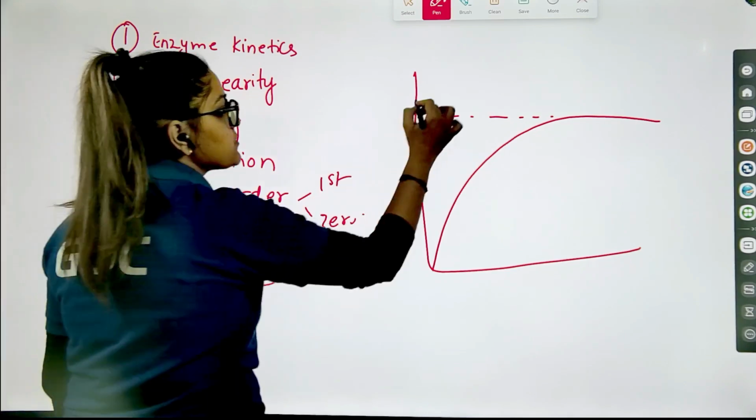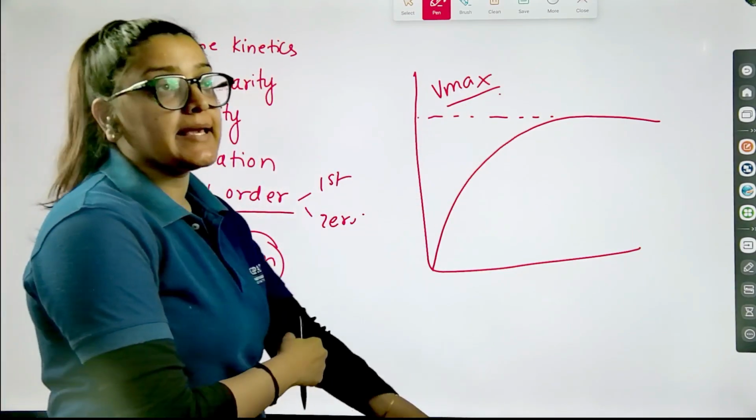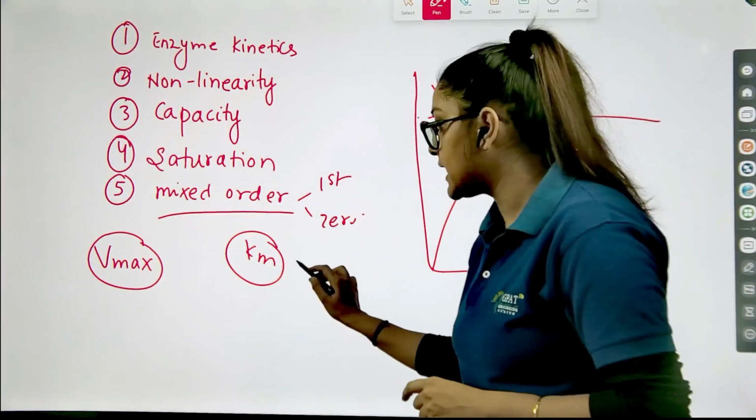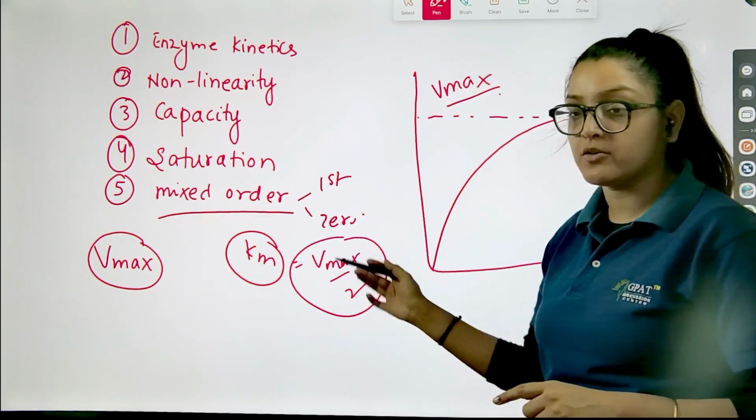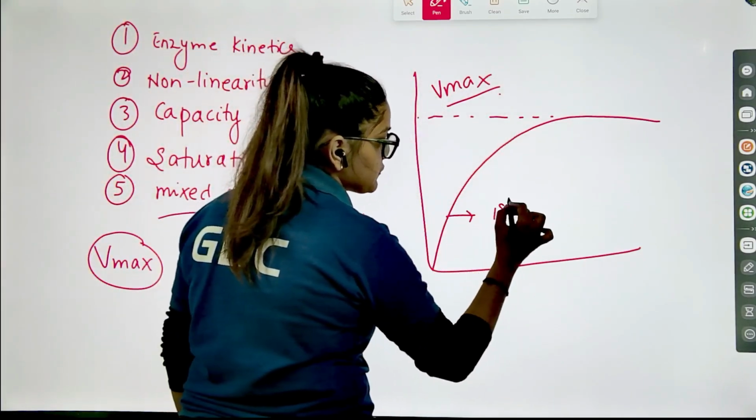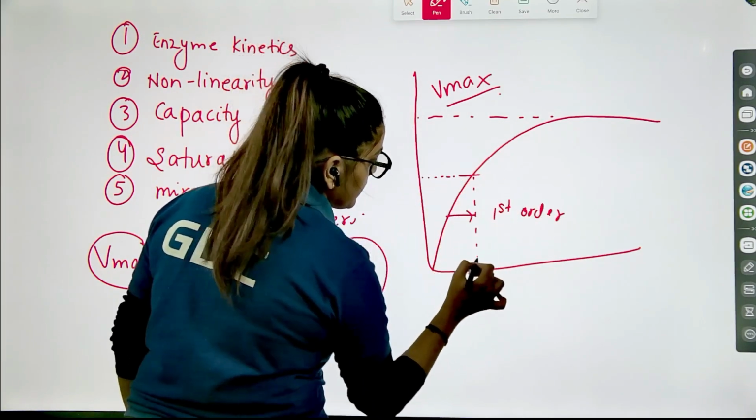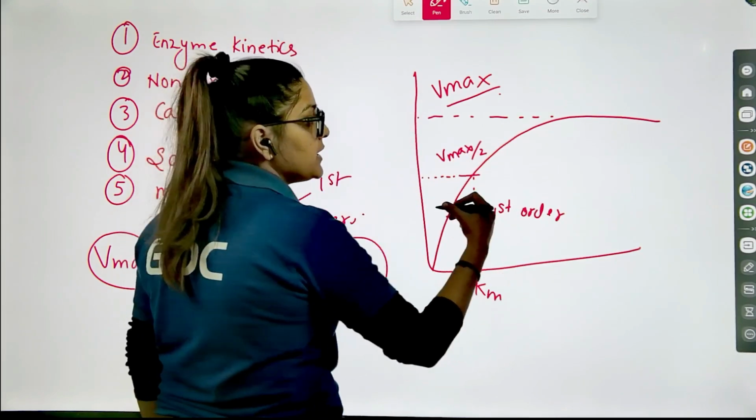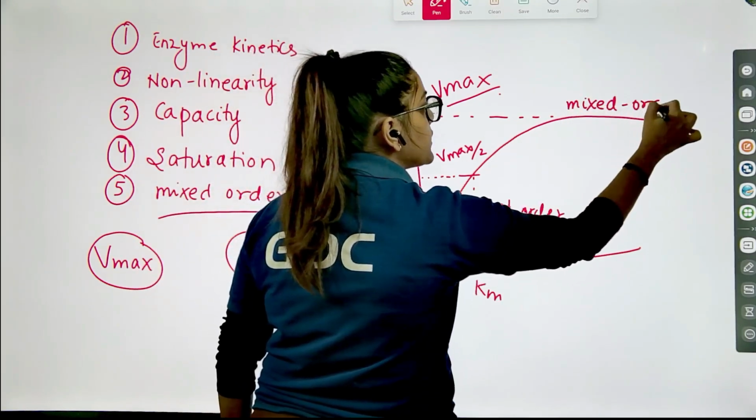Vmax is this maximum rate, and Km is the drug or substrate concentration at half the maximum. That means this can be represented as equal to half the maximum. Initially you can see it was following first order kinetics till a point. Here you can see this will be Vmax upon 2, which corresponds to our Km. After that the saturation phase starts, whereby it is now following mixed order kinetics, right?